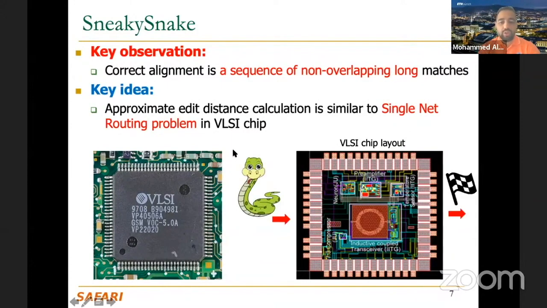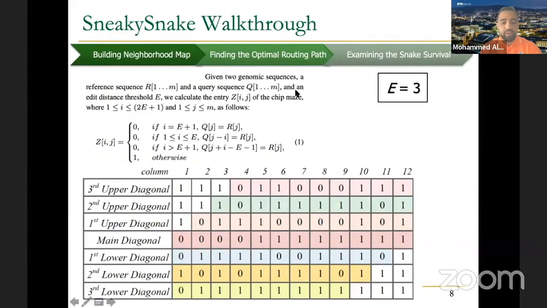Now, how do we solve it in reality? In the SneakySnake paper, we show the exact equation to build what we call the chip maze. For this chip maze, we calculate a binary matrix or a binary table using this equation. You can see the equation is very simple. You just need to track the i and j indices, and then you either fill or calculate the entry as 0 or 1.